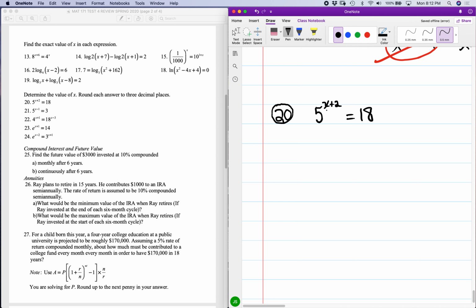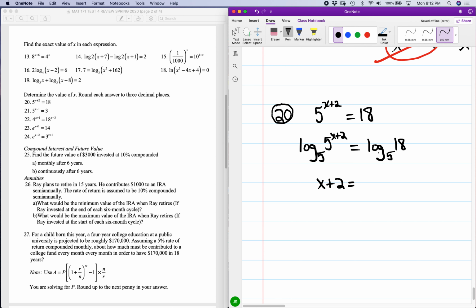So what I can do here is get rid of the exponential base 5 by taking a base 5 logarithm. I'm going to take the base 5 logarithm of both sides. So I have the base 5 logarithm of 5 raised to the x plus 2 is equal to the base 5 logarithm of 18. Okay, so on the left-hand side we're going to have x plus 2.